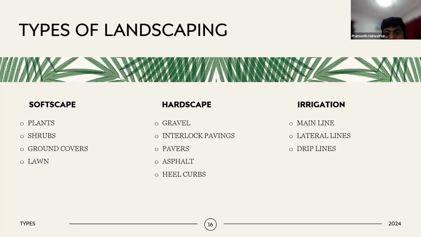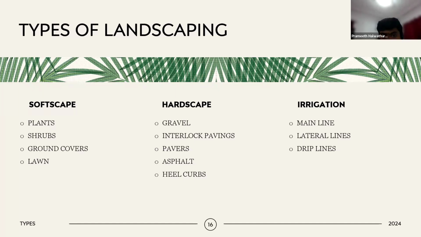After the main line, for distribution purposes, we have a smaller line, a sub main line. Here we use it as a lateral line. It comes in 1 inch, 1.5 inch, 2 inch, 3 inch, 4 inch. Maximum we use is 4 inch. Then, besides the lateral line, we have another type, drip tubes.